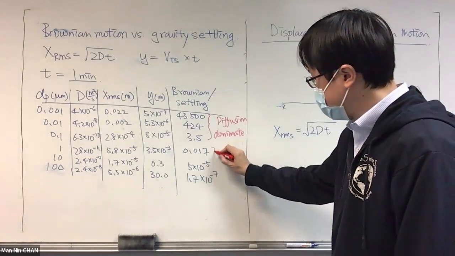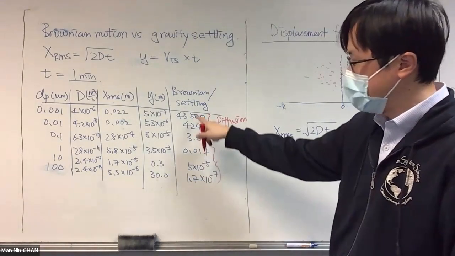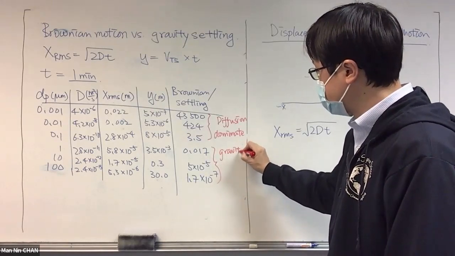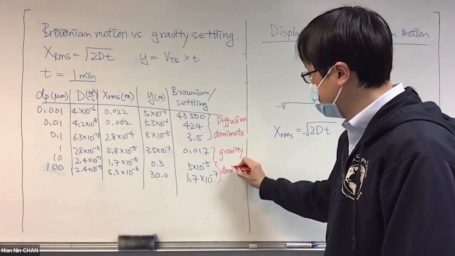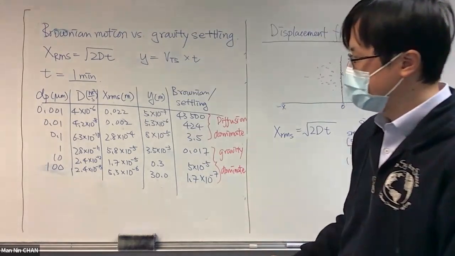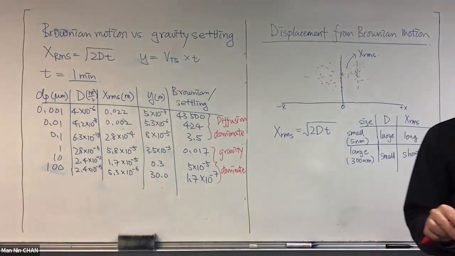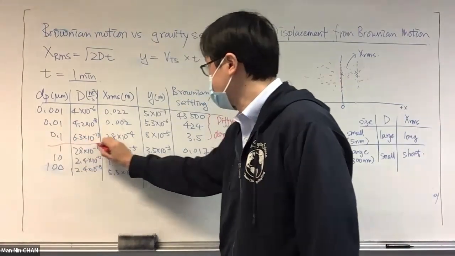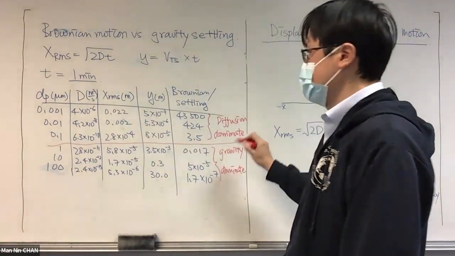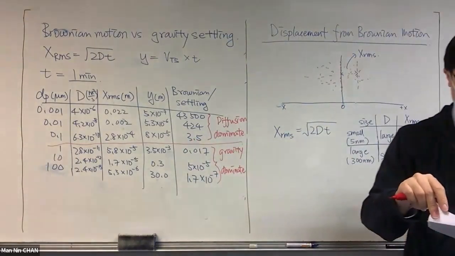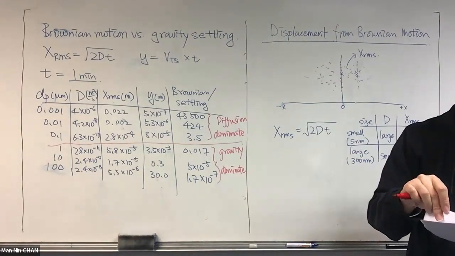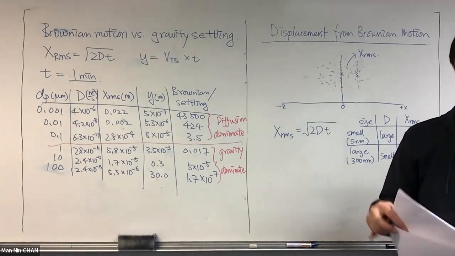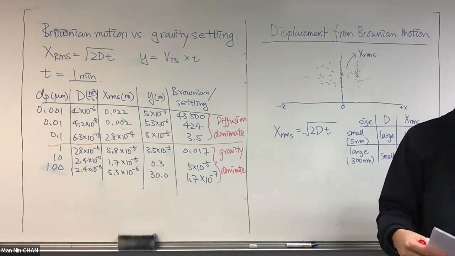And then for large particles, the ratio becomes less than 1. So that means in this case gravity is dominant. So you can argue, say for PM1, if you're looking at PM1 particles, you will start thinking about gravity. For particles smaller than PM1, you're thinking about diffusion.